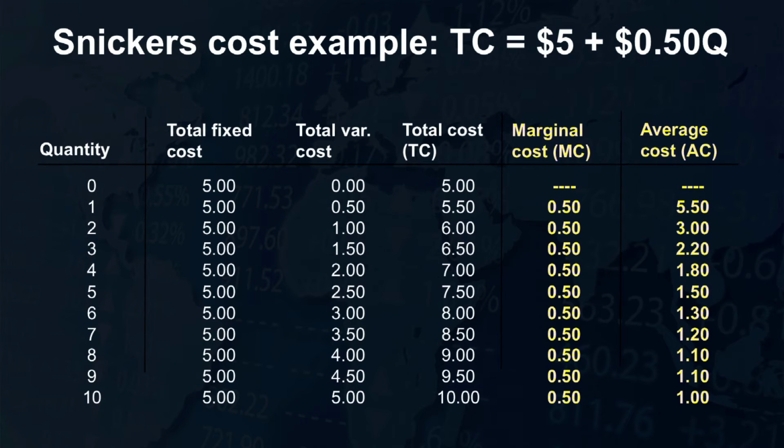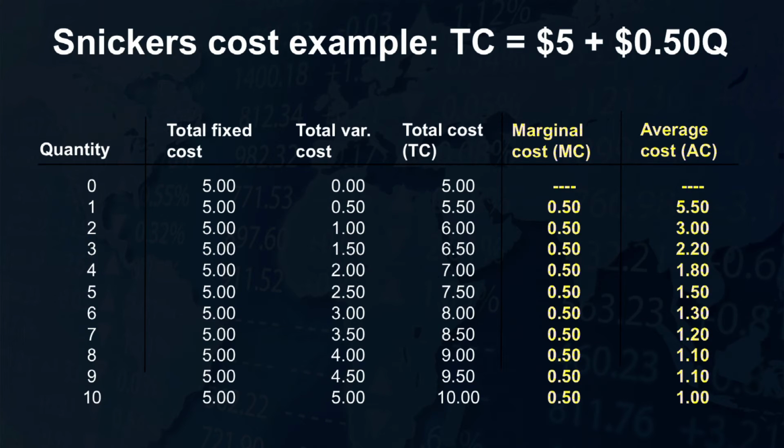Recall that marginal cost is the increase in total cost for a 1 unit increase in quantity. So beginning at $5, going up to a quantity of 1, we have an increase in cost of 0.5, as we go from 5 to 5.5. If you continue on, we continually have this increase of 0.5 all the way down to our quantity of 10. So in this specific example, our marginal cost is just 0.5.